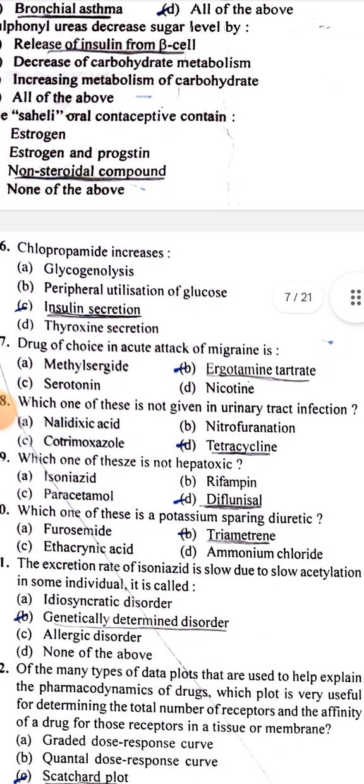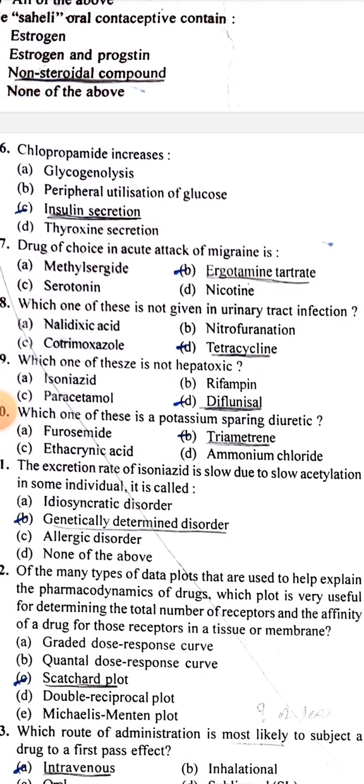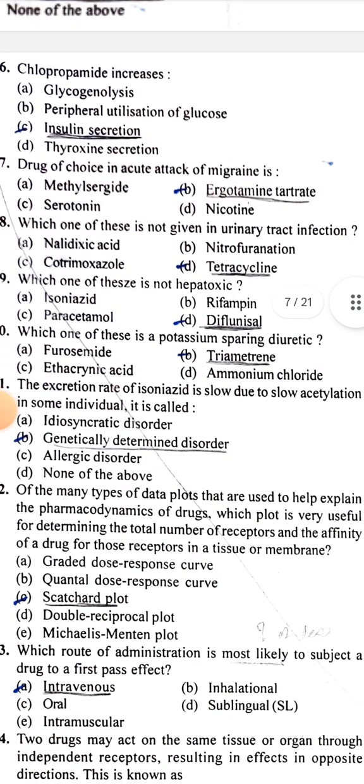Which one of these is not given in urinary tract infection? That is tetracycline. Which one of these is not a hepatotoxic? Diflunisal. Which one of these is a potassium sparing diuretic? That is triamterene. The excretion rate of isoniazid is low due to slow acetylation in some individual. It is called genetically determined disorder.